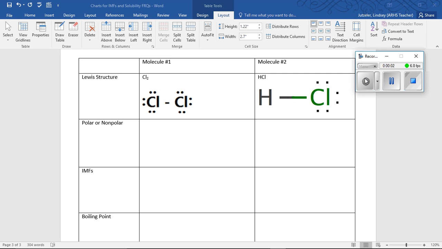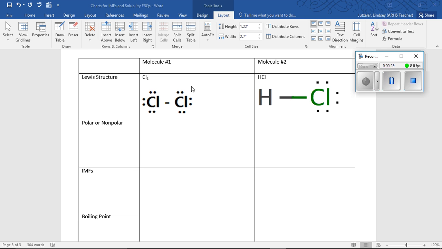All right, so last part of 2008 that I'm going to go through. Part D: the normal boiling point of diatomic chlorine liquid is 238 Kelvin, and it's higher than the normal boiling point of HCl liquid, which is at 188 Kelvin. Account for the difference in the normal boiling points based on the types of IMFs in the substances, and you must discuss both of the substances in your answer.